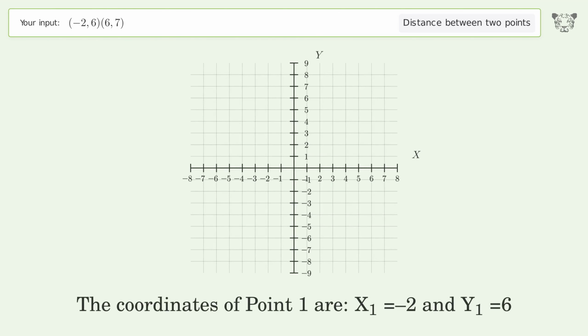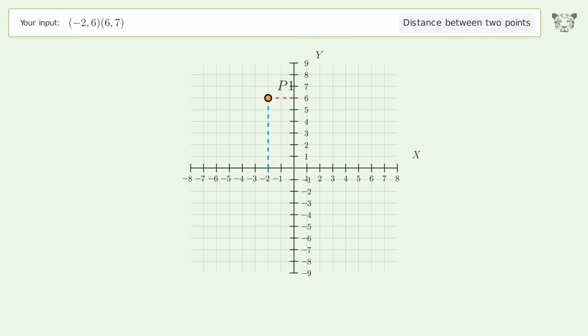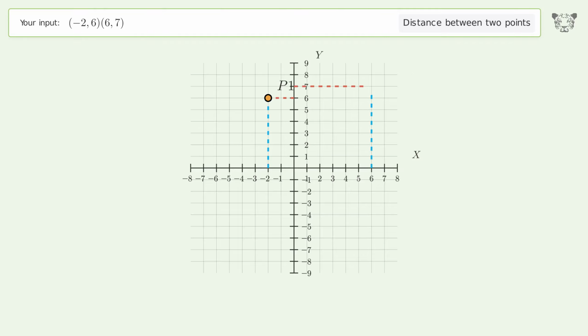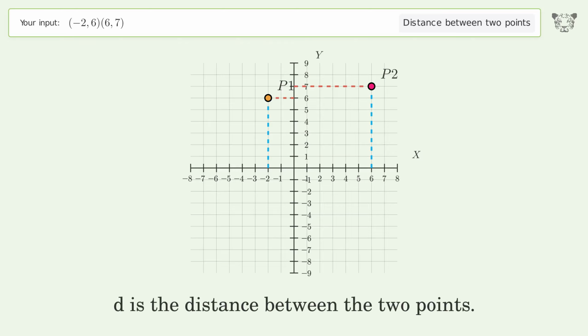The coordinates of point 1 are x1 equals -2 and y1 equals 6. The coordinates of point 2 are x2 equals 6 and y2 equals 7. D is the distance between the 2 points.